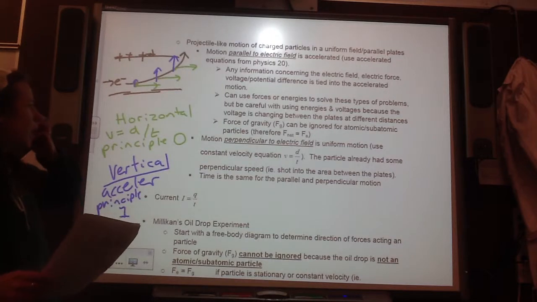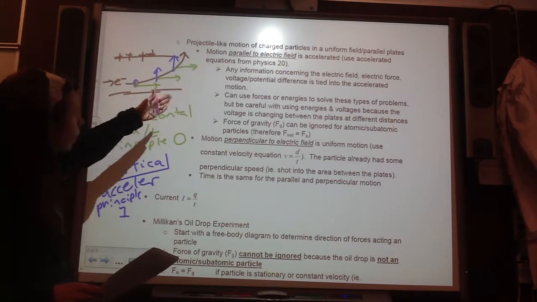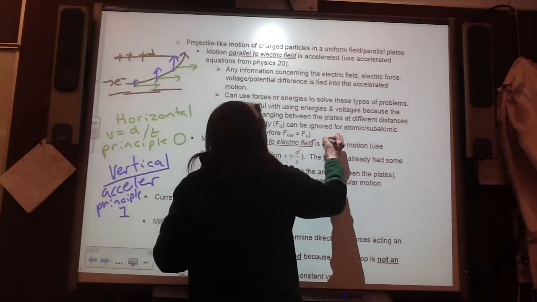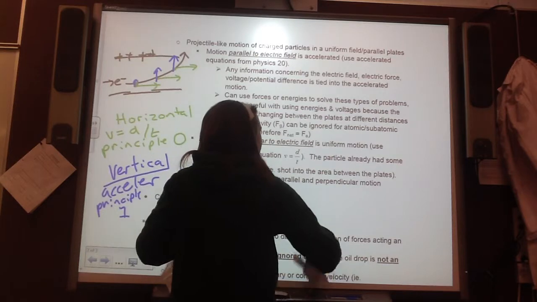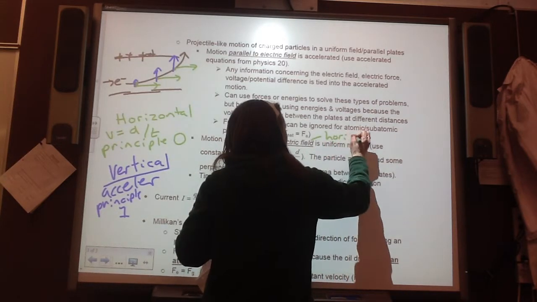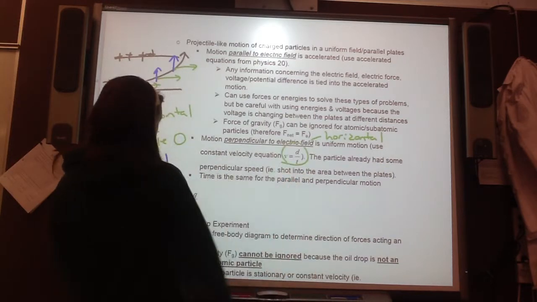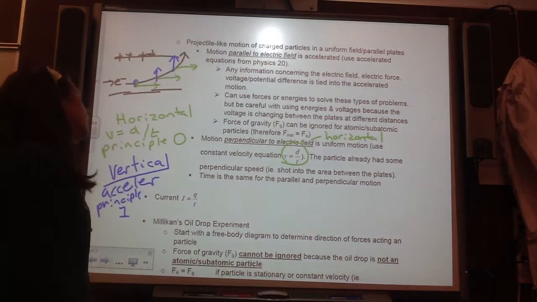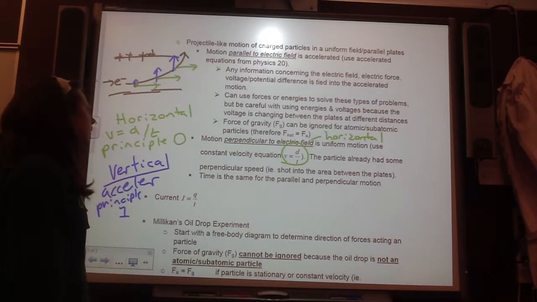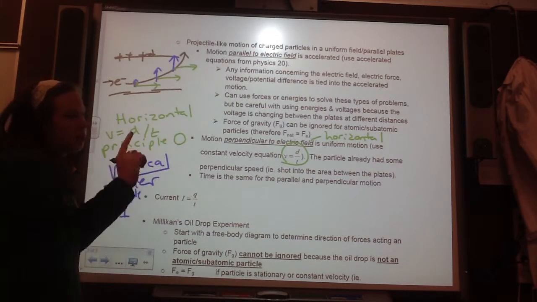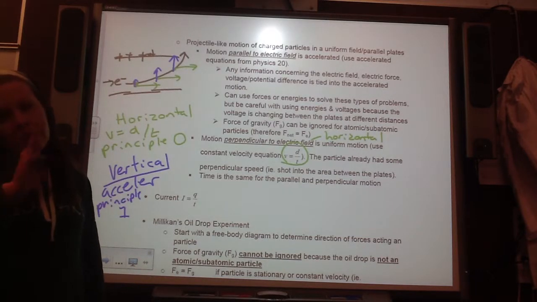So motion perpendicular to the electric field is uniform. Just like I said, that's horizontal, right? You only use v equals d over t. The particle already had some perpendicular speed. It shot into the area. Time is the same between parallel and perpendicular motion. So that's the variable that you can have on either side.